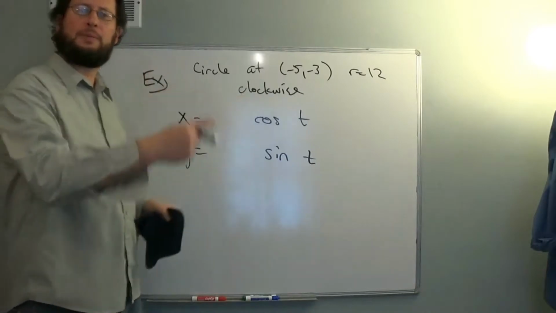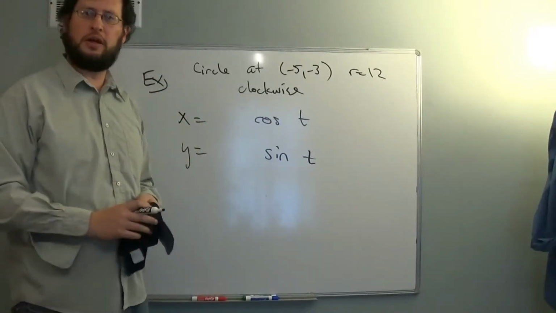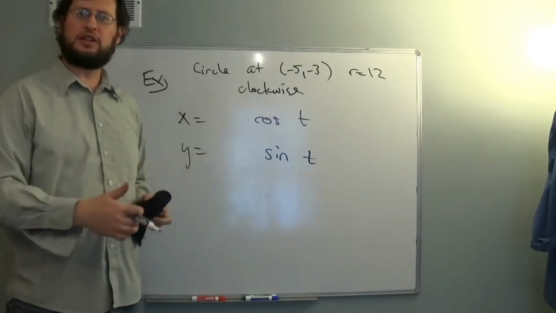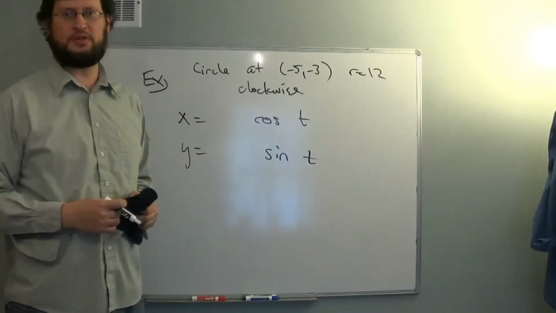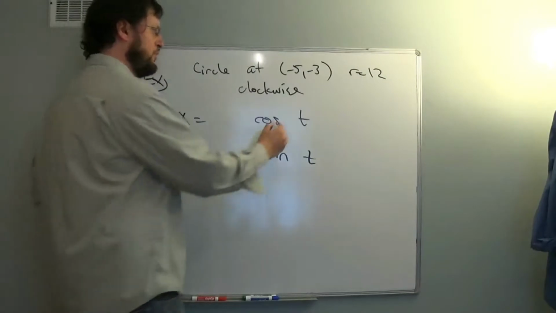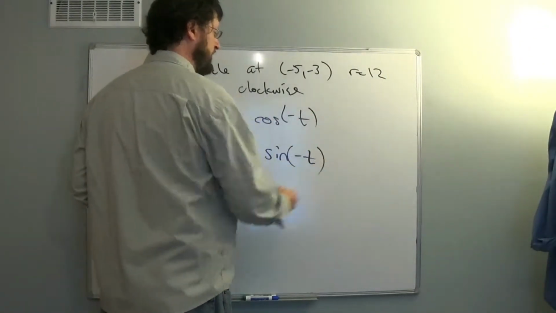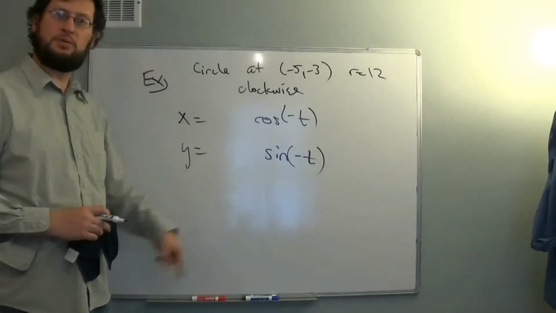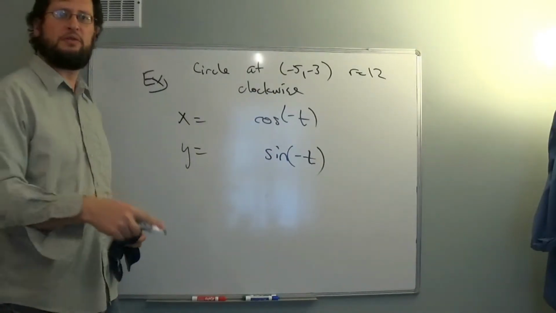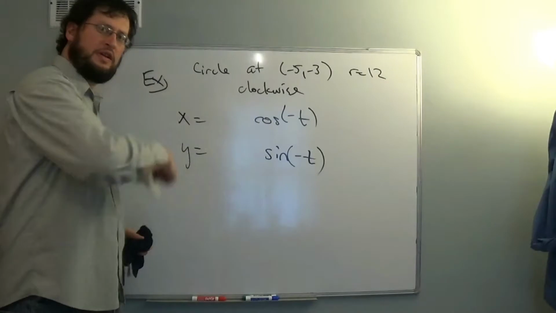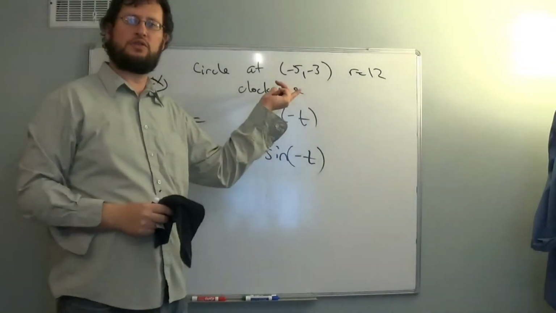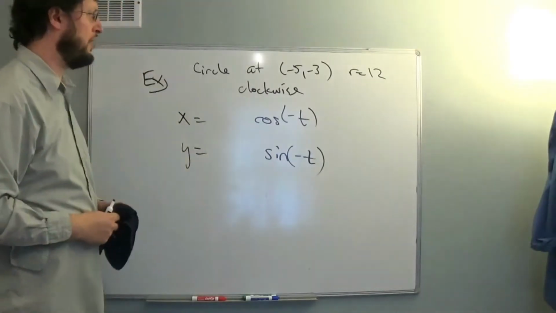If I want to go the opposite direction, there are several ways we can do it. The easiest way to change the direction is essentially to change time to move in the opposite direction. That really comes down to putting negative t in for t. This means that we'll be moving backwards, which means that rather than counterclockwise, we'll be moving clockwise. So that's the easiest way to change the direction of the circle, clockwise versus counterclockwise.